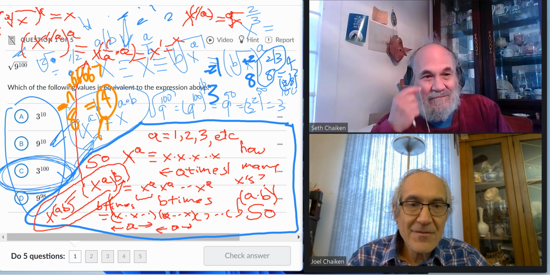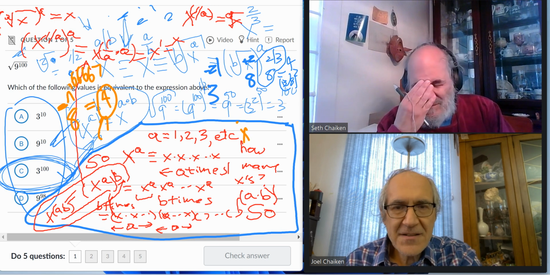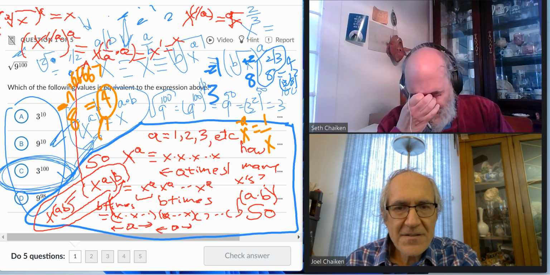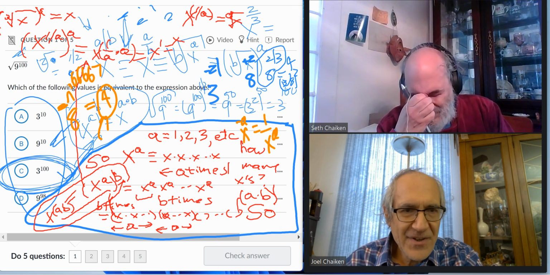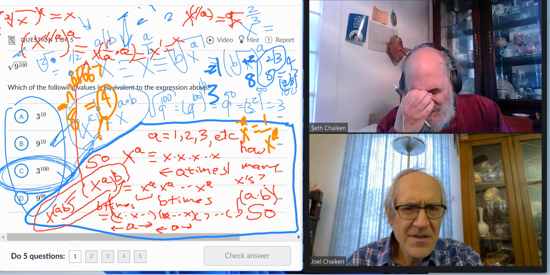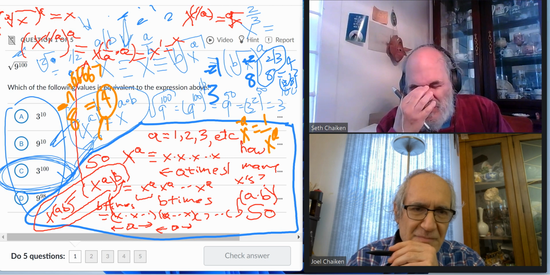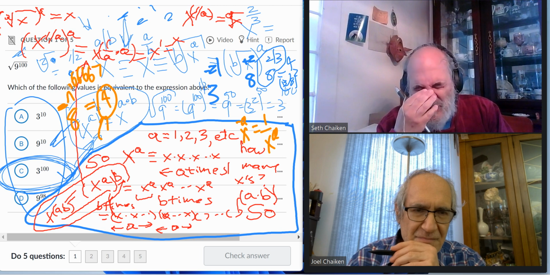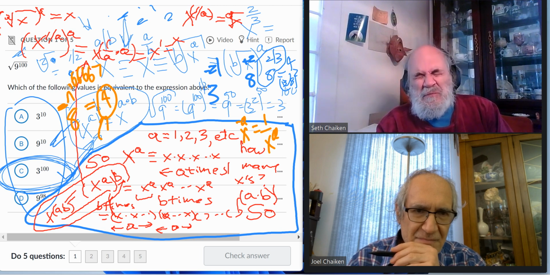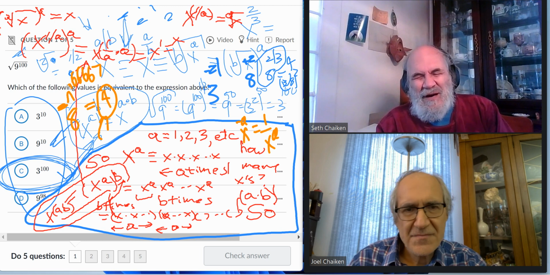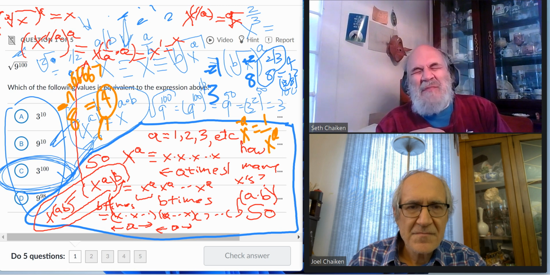Okay, and we forgot the negative rule, right? We probably should mention it. X to the negative a is 1 over x to the a. And that, Seth, is that a definition or an equal sign? X to the negative a is 1 over x to the a. That one, maybe. Why is x to the minus 1 over x? That's because if you do it twice, x to the minus 1 raised to the minus 1, you get x back.